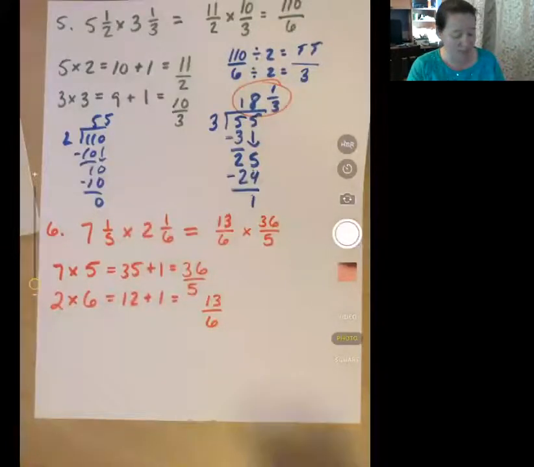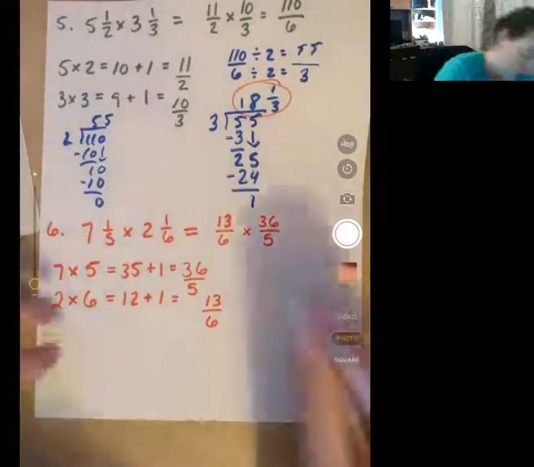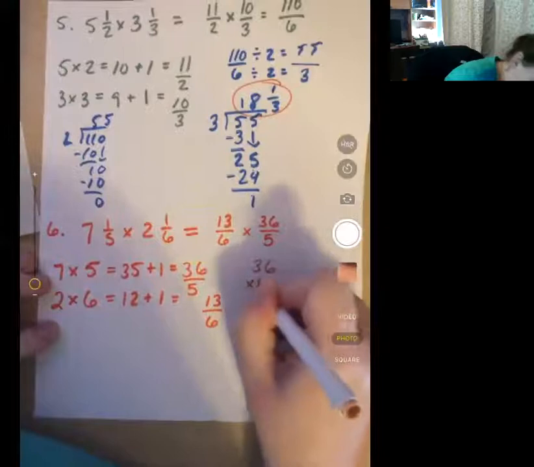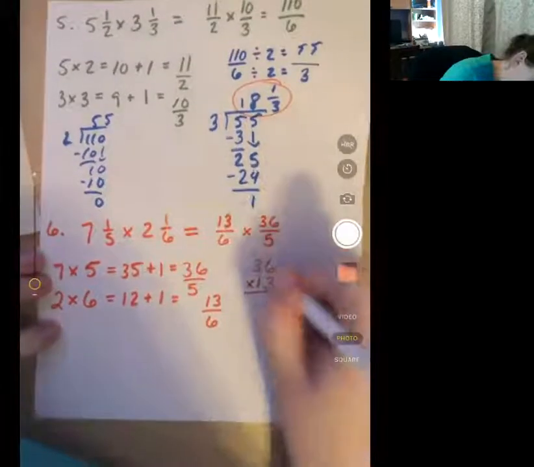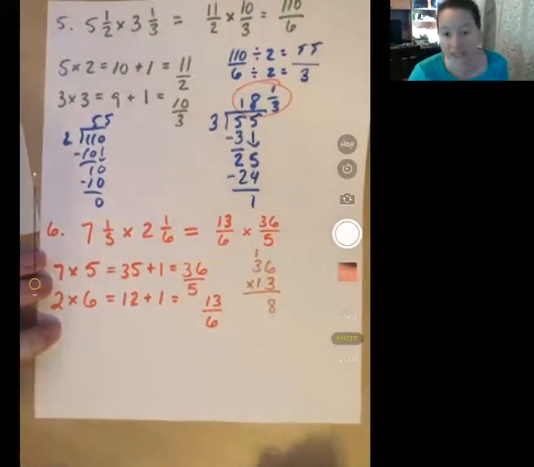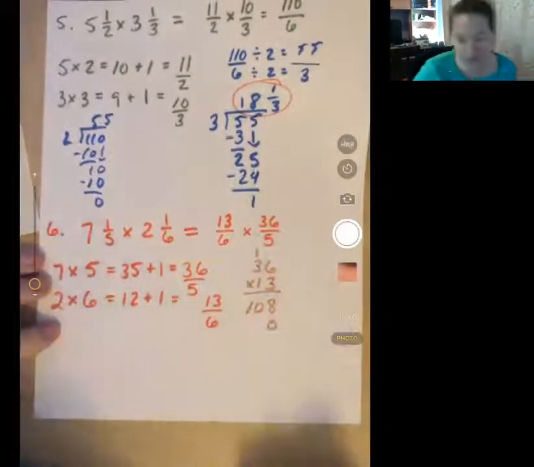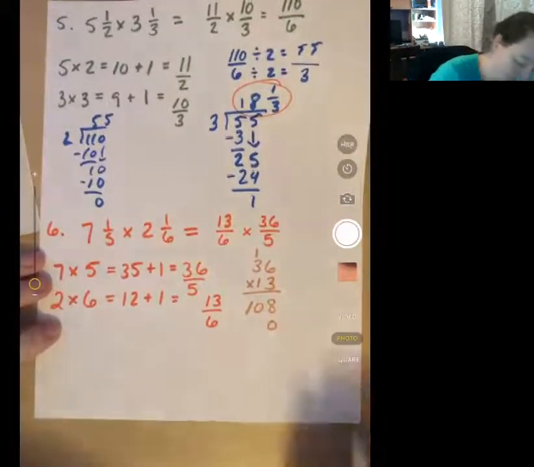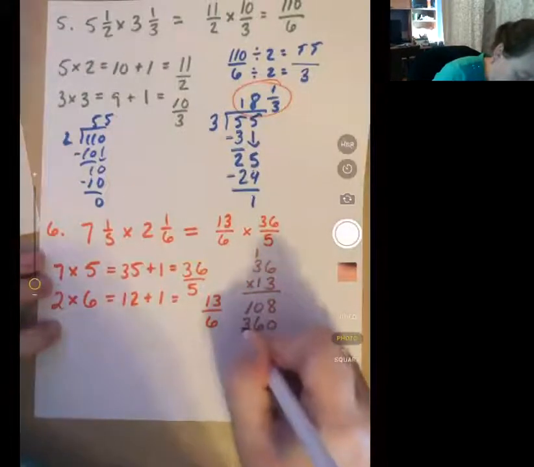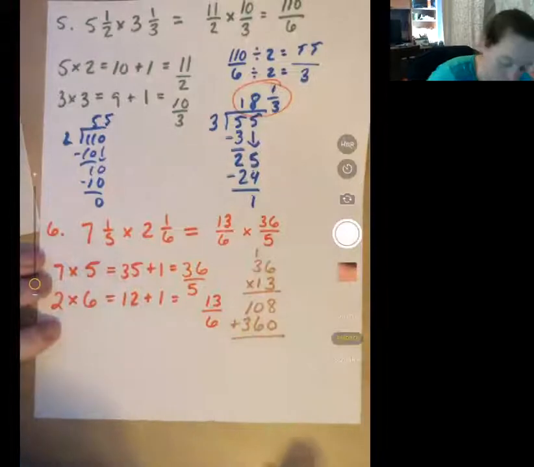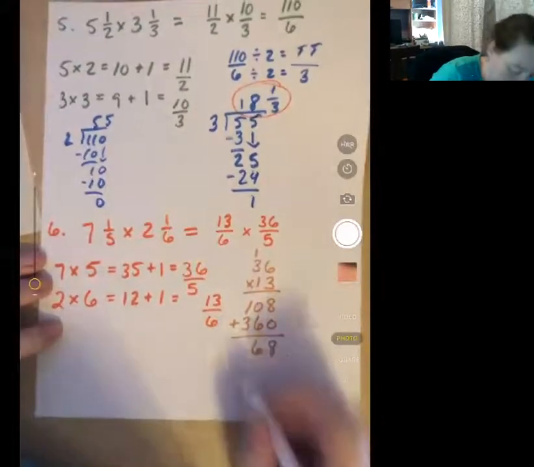None of the numbers are the same, so we are just going to straight up multiply, and I'm going to shift color so we don't get totally confused. 36 times 13. 6 times 3 is 18. 3 times 3 is 9, plus the 1, which is 10. I'm going to put a 0 down there as a placeholder. 1 times 6 is 6. 1 times 3 is 3. Add it all together. 8 plus 0 is 8. 0 plus 6 is 6. 1 plus 3 is 4.